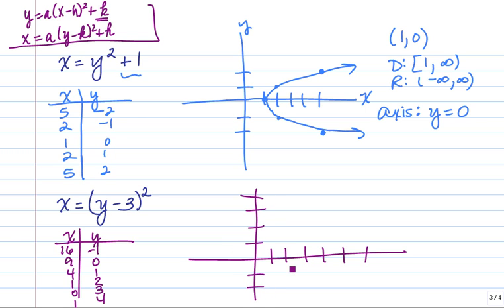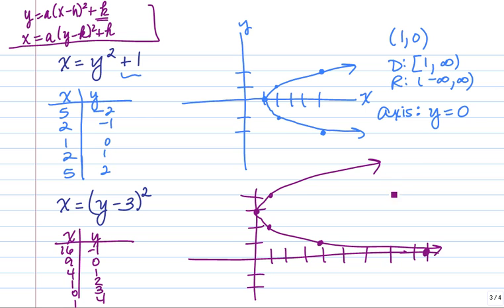okay, 16, -1, I'm not going to worry about. Even 9, 0 is 9. Then (4, 1), (1, 2), (0, 3), and (1, 4). And so if we drew the graph, it's going to look something like this.